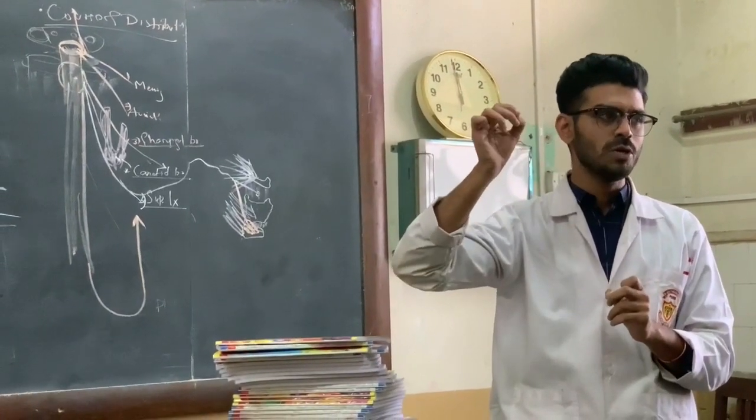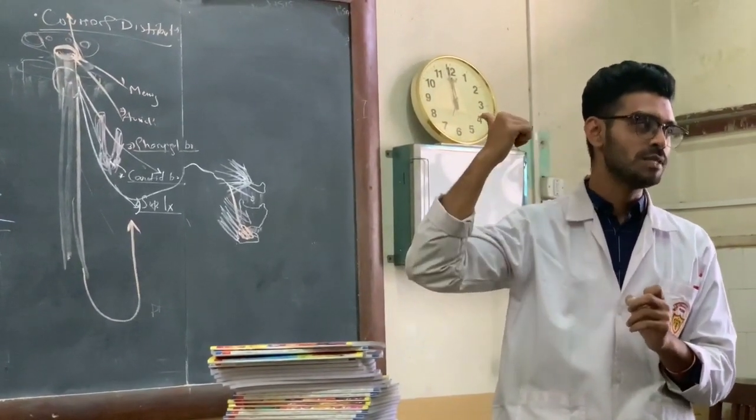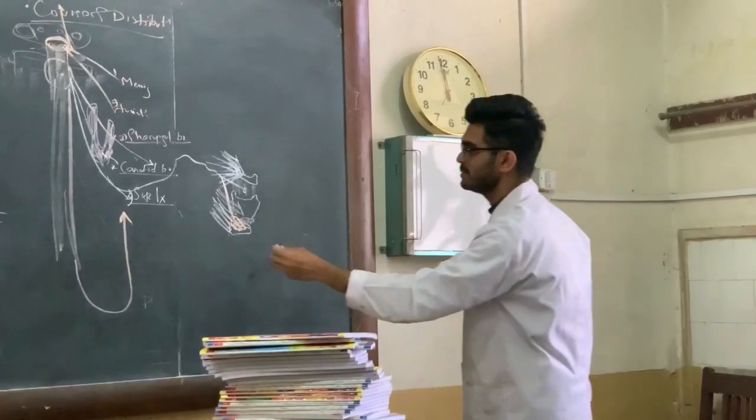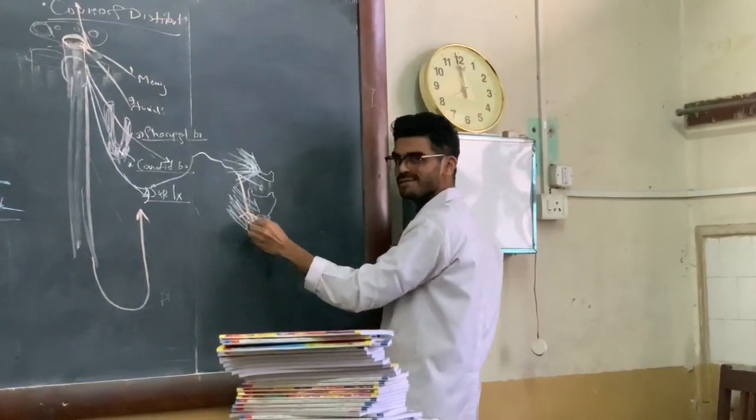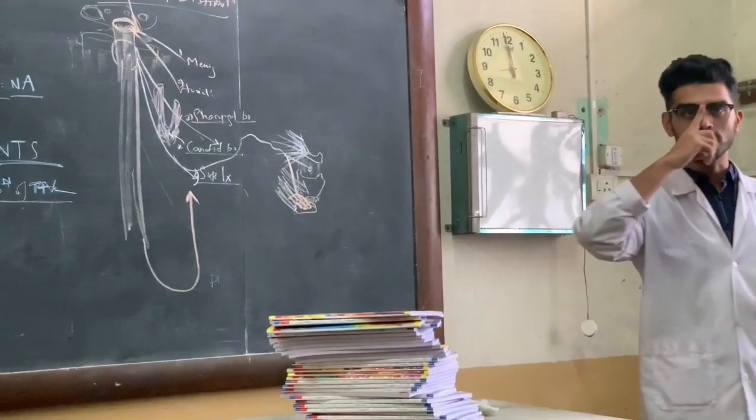By the way, the recurrent laryngeal nerve also gives a little branch to the thyropharyngeus, the inferior constrictor. This guy, this guy. So it gives a little twig over there in case someone asks.